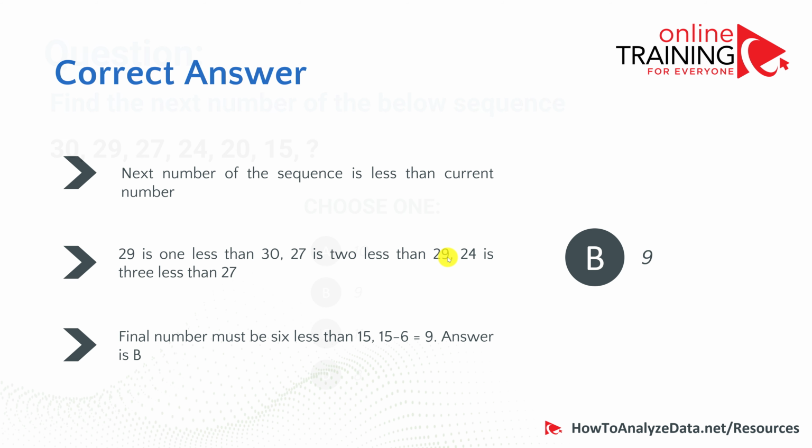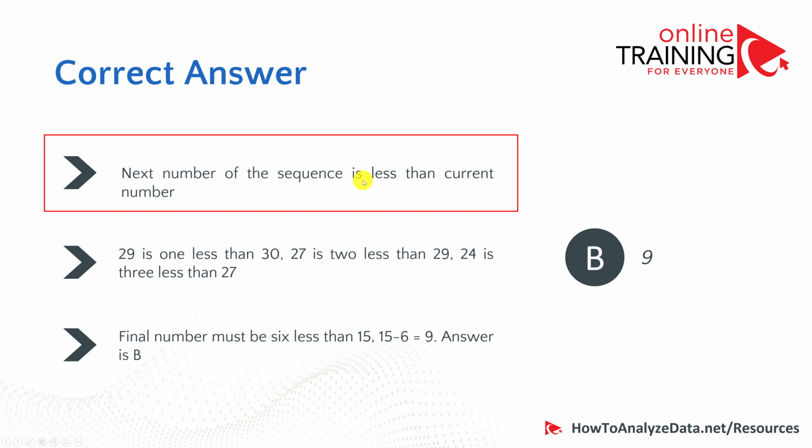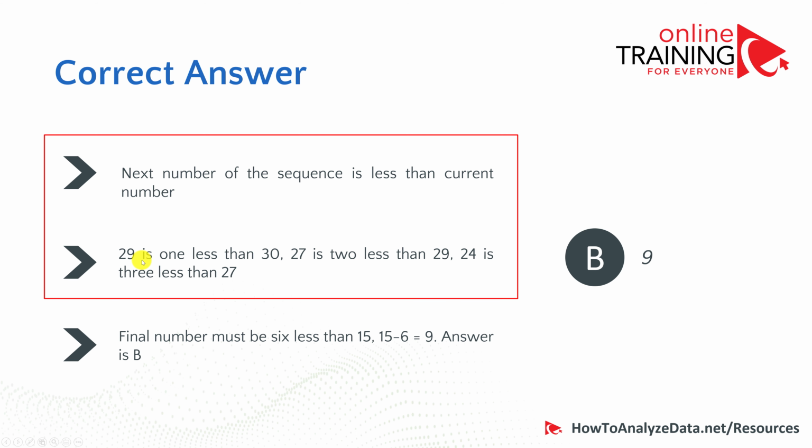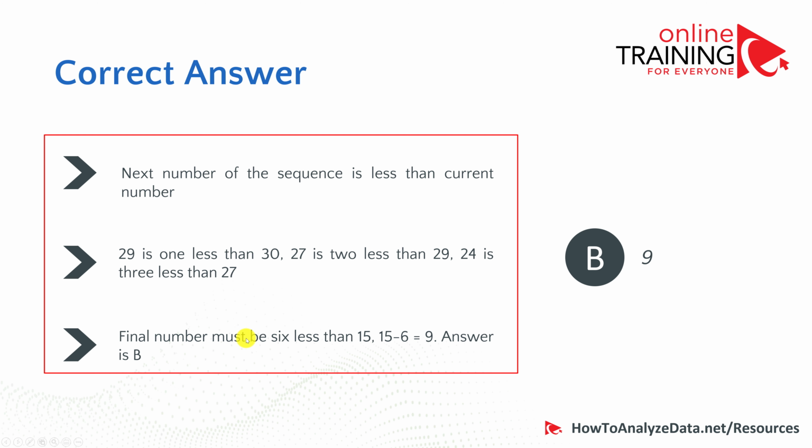Let's recap. So the next number in the sequence is less than the current number. 29 is 1 less than 30, 27 is 2 less than 29, and 24 is 3 less than 27. And you can continue the sequence once you detect it. And the final number must be 6 less than 15, which is 9. So the correct answer is B, which is 9. Hopefully you've got this one right.